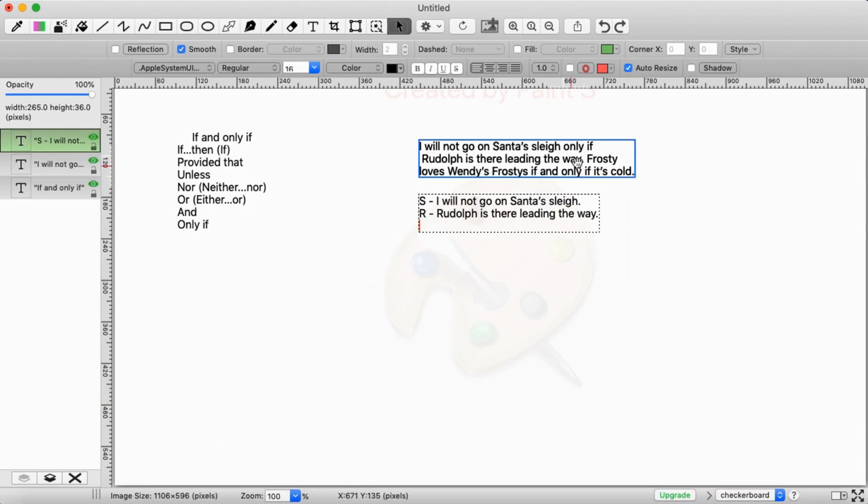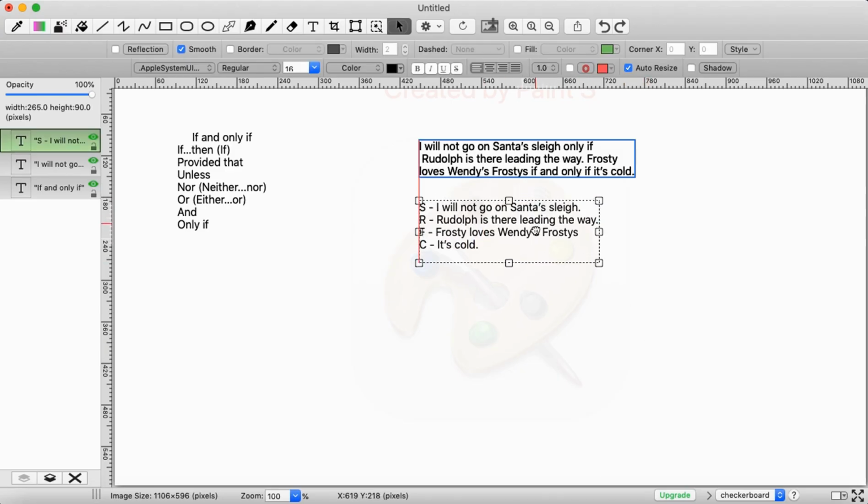Rudolph is there leading the way. Let's go with Frosty loves Wendy's Frosties, F. They should really do an ad campaign with Frosty. I mean, this is just a wasted opportunity. C is it's cold. Okay, be basic.